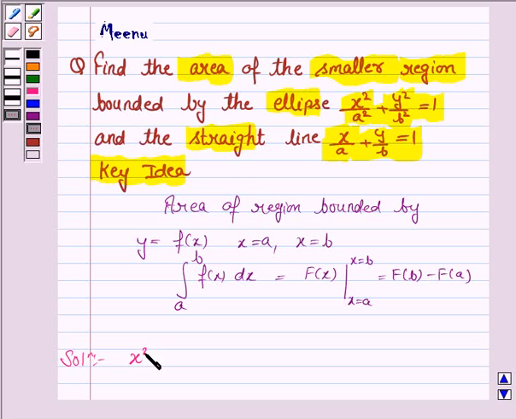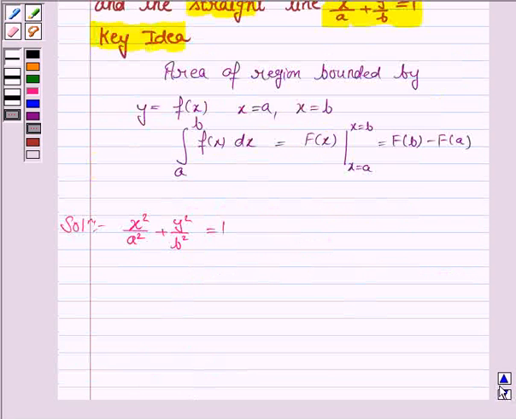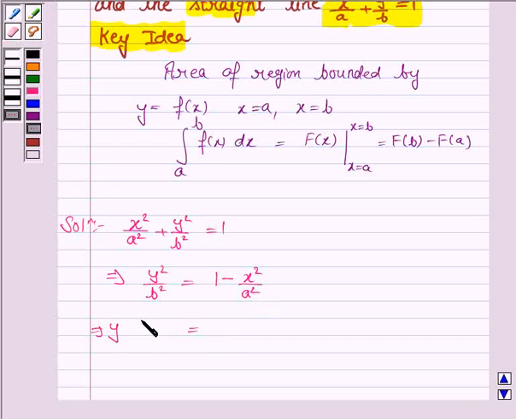Now the ellipse given to us is x square upon a square plus y square upon b square is equal to 1. And this again implies y square upon b square is equal to 1 minus x square upon a square, and this implies y is equal to b upon a into under the root a square minus x square. Here we have just taken the positive square root.